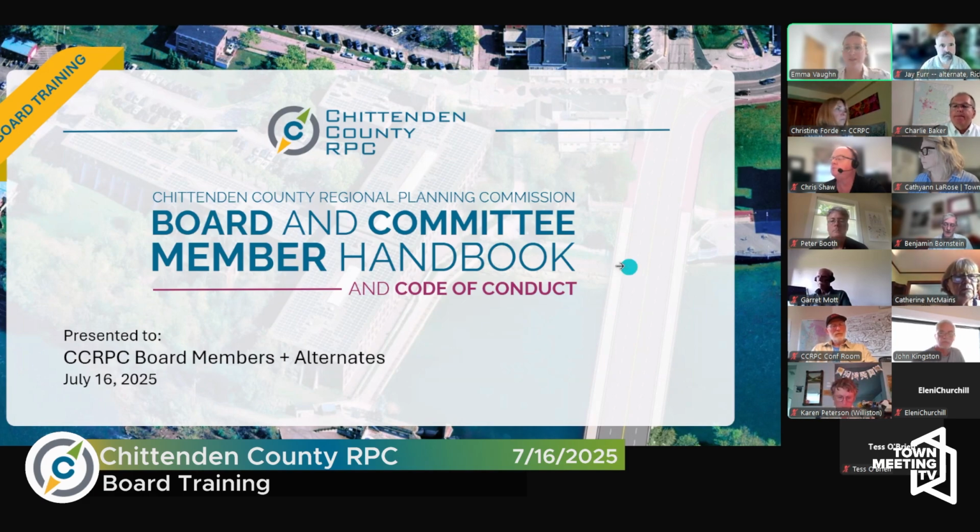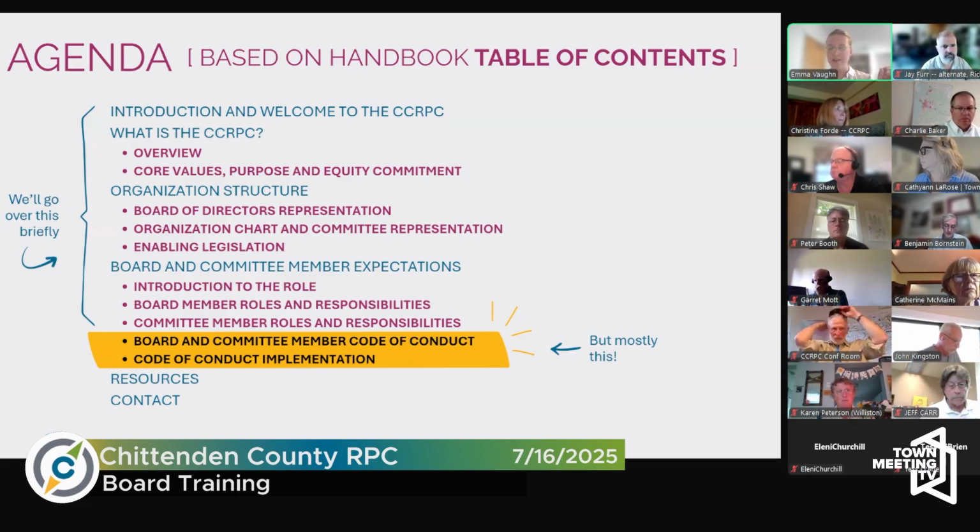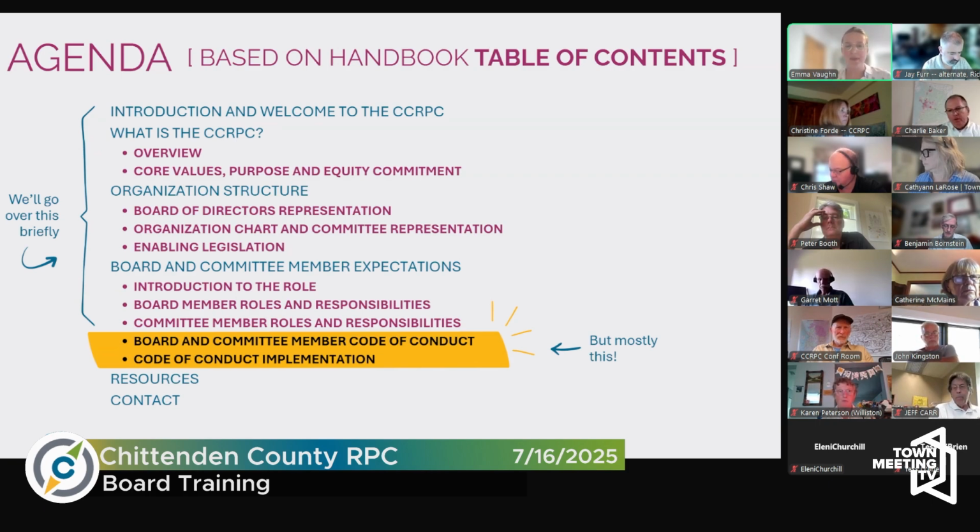So the agenda for today is really just based on the actual table of contents of this document. There's a bunch of stuff in the first part that's really more of what is the CCRPC, who are we, what do we do, and that's really more of the handbook. So we're going to go over that really briefly, but I do want to save some of that because I do believe that we're going to have a CCRPC 101 training, I believe in September, and that's going to go into some of that in more detail. So today, mostly I'm going to be talking about the code of conduct and the code of conduct implementation.